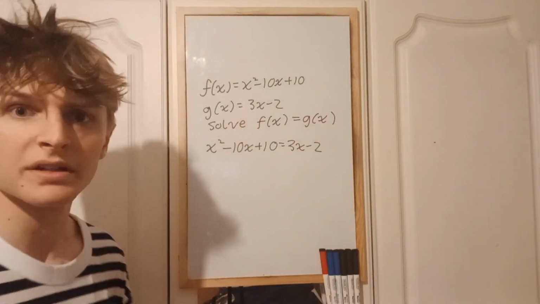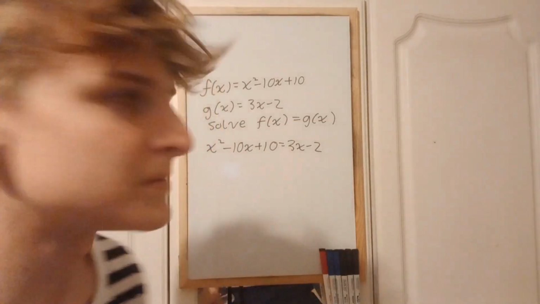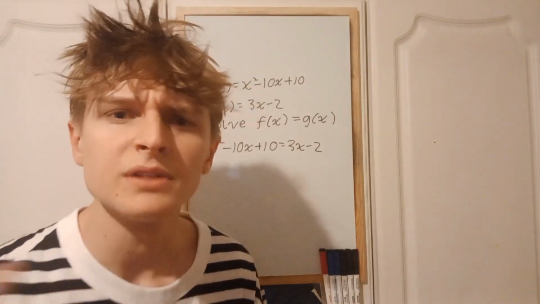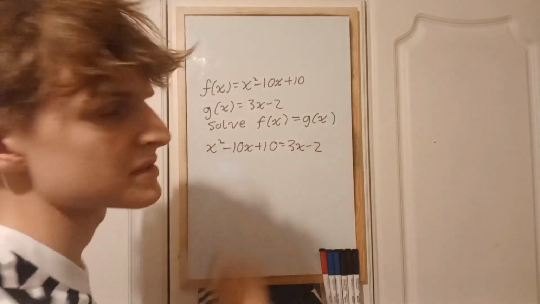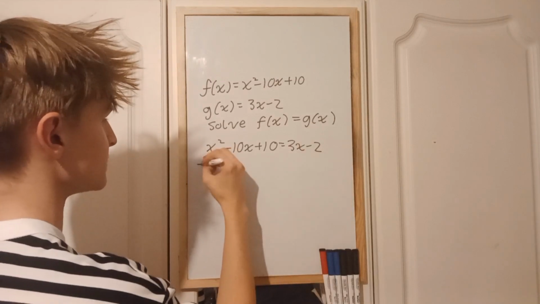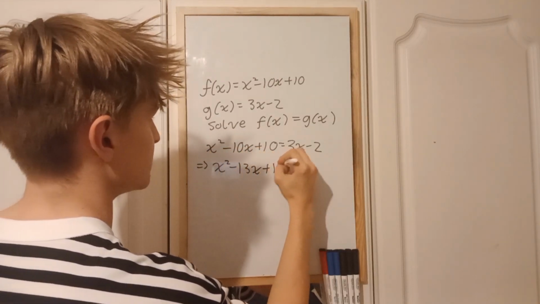Now, this might not look like a factorization problem at first glance, but trust me, it is, and you'll see why. Now, remember, if we want factorization to be useful, we need to set it equal to 0 eventually. So let's try and have 0 on this side and see what happens. So if we subtract 3x and then add 2, we're going to get x squared minus 13x plus 12 equals 0.